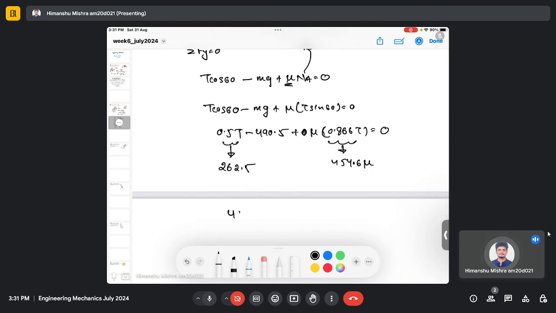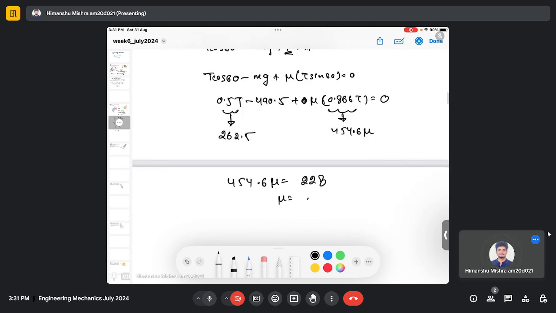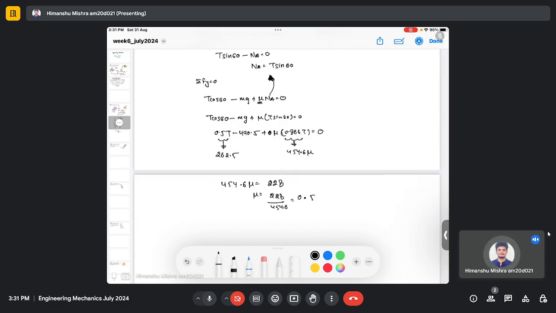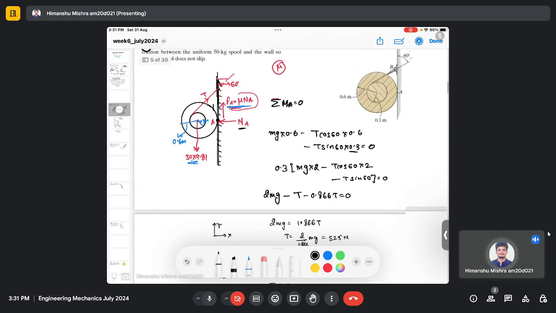So 454.6 mu equals 228, and mu will be 0.5. So this is the mu you will get from the equilibrium equations.